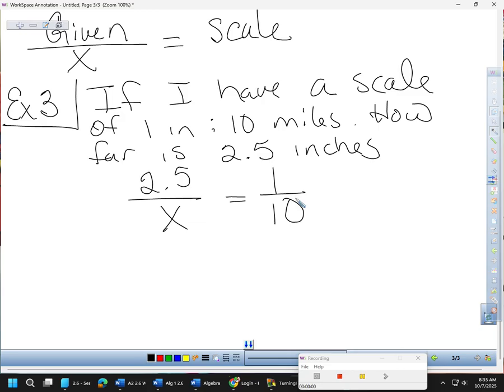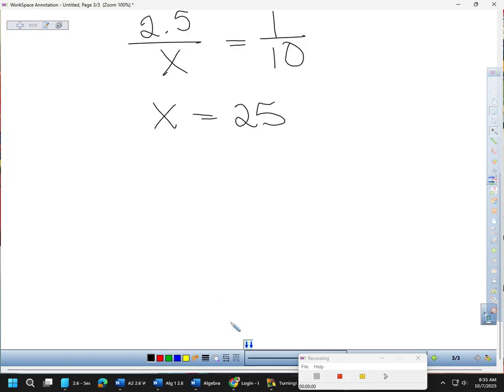all right. So now that I've got it into proportions, how do I solve for x? Cross multiply. X times 1 is 1x, and 10 times 2.5 is 25. Very good. All right. Let's try another one.